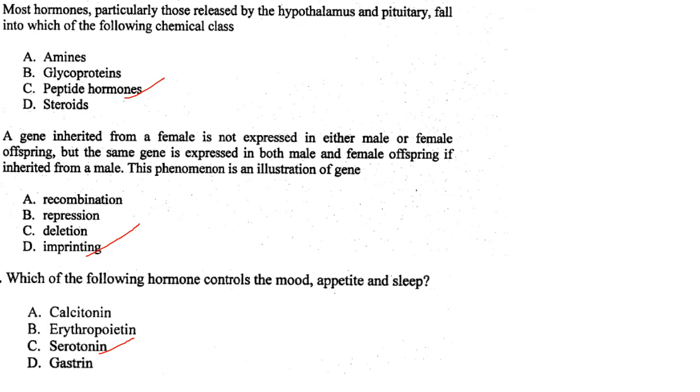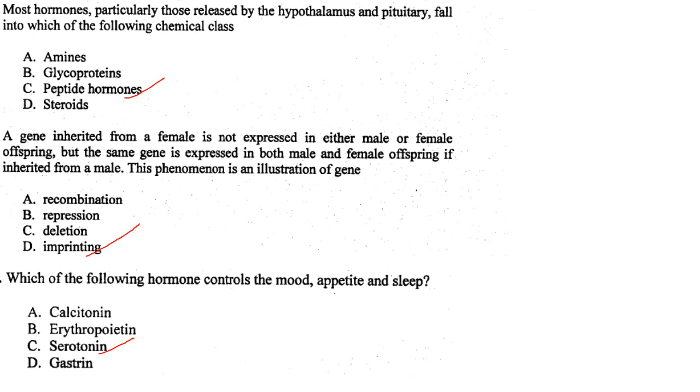Then next one. Most hormones, particularly those released by the hypothalamus and pituitary, fall into which of the following chemical classes? So most hormones, those released by hypothalamus and pituitary, fall in the class that is peptide hormones. That answer is option C.